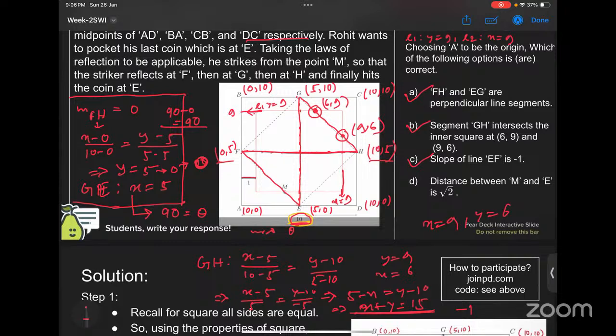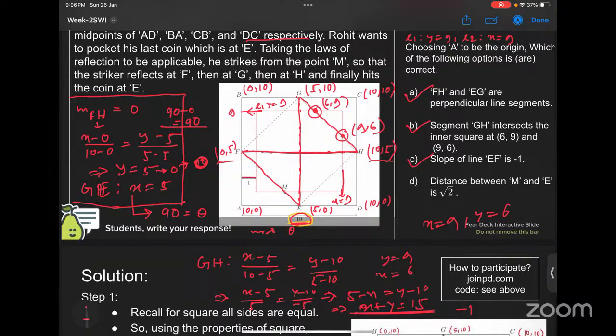That is one way. But also, triangle FAE is a right angle triangle, so AE and AF are the same, so the slope of FE will be -1. That is also fine. Another possibility is that you have the coordinates of F and E, so you can use the formula y1 minus y2 by x1 minus x2. This is also easy to calculate.